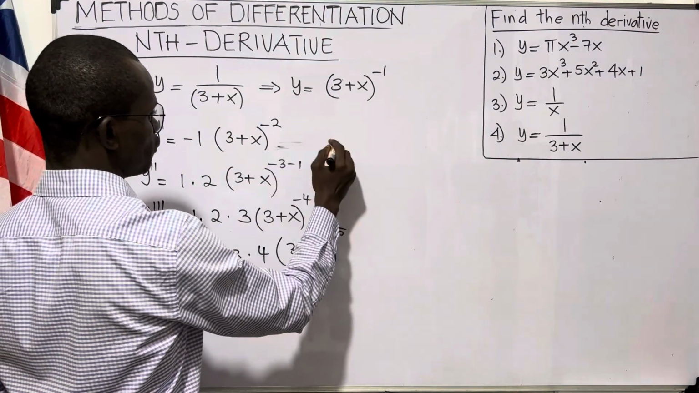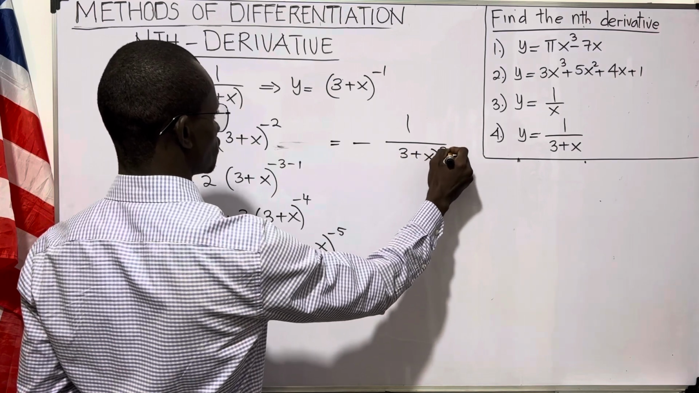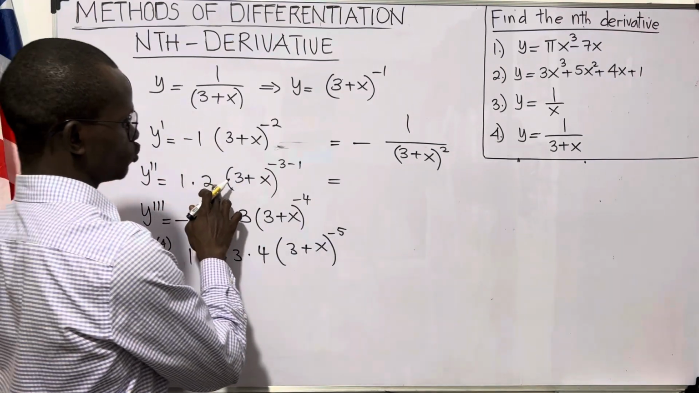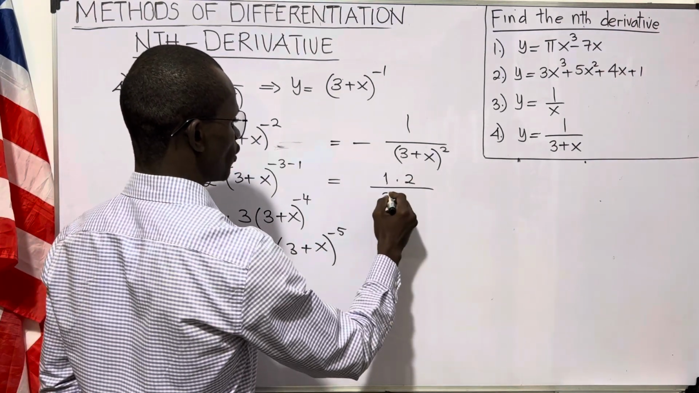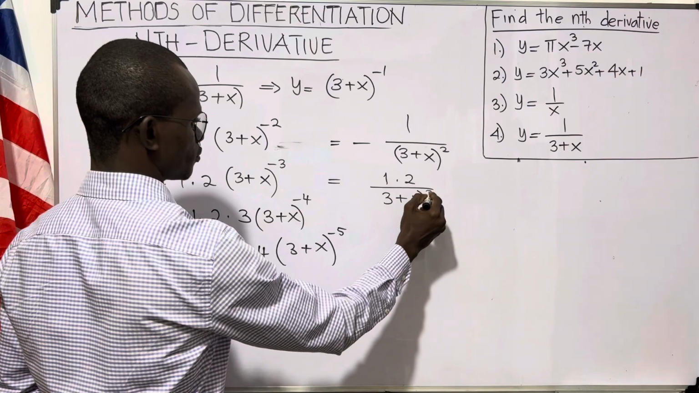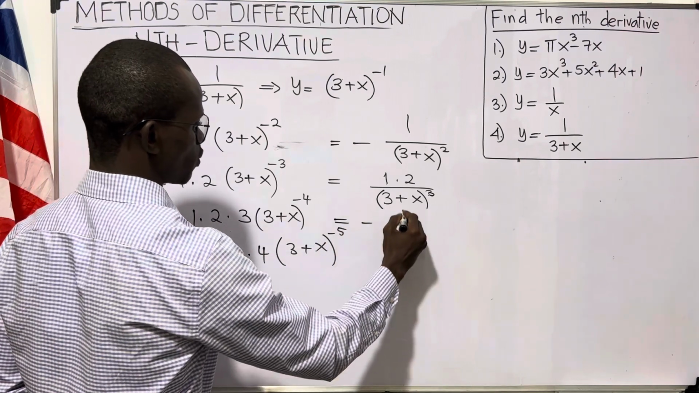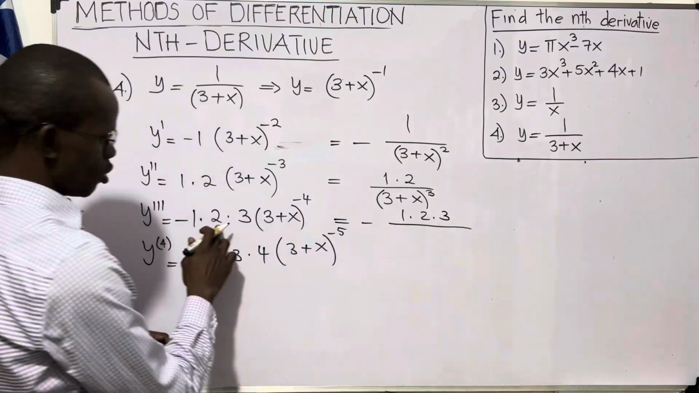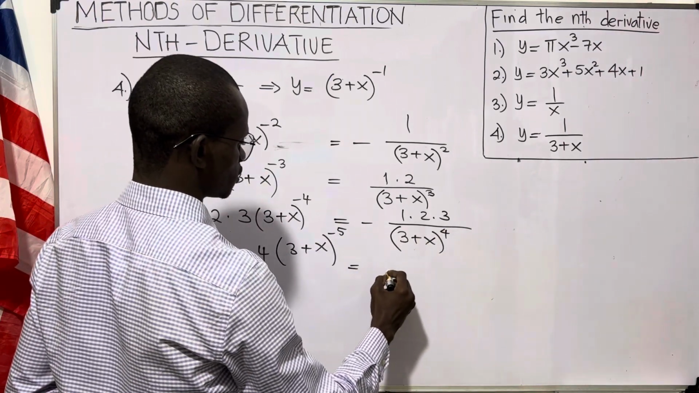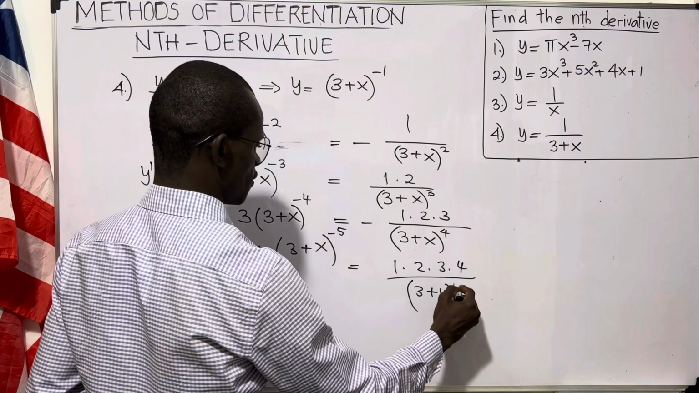If we carefully rewrite this, we can have negative 1 all over (3 plus x) raised to the power positive 2. This one will be positive 1 times 2 all over (3 plus x) raised to the power positive 3, because we reciprocate and then the power changes to positive instead of negative. This now gives us minus 1 times 2 times 3 all over (3 plus x) raised to the power positive 4. And then this one gives us 1 times 2 times 3 times 4 all over (3 plus x) raised to the power 5.